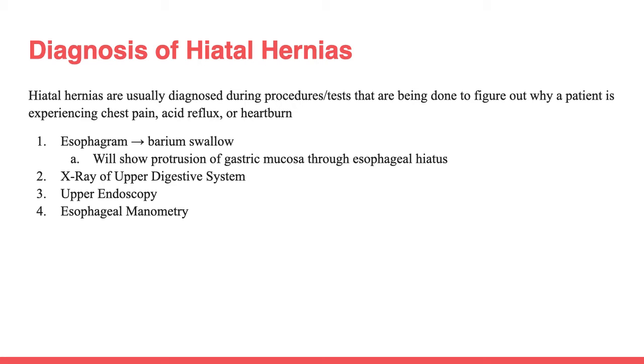Okay, and now I'm going to talk about how hiatal hernias are diagnosed. They are usually diagnosed during procedures or tests that are being done to figure out why a patient is experiencing chest pain, acid reflux, or heartburn. So the first test is an esophagram or a barium swallow test, and it will show protrusion of gastric mucosa through the esophageal hiatus. The second is an x-ray of the upper digestive system. The third is an upper endoscopy. And the fourth is esophageal manometry.